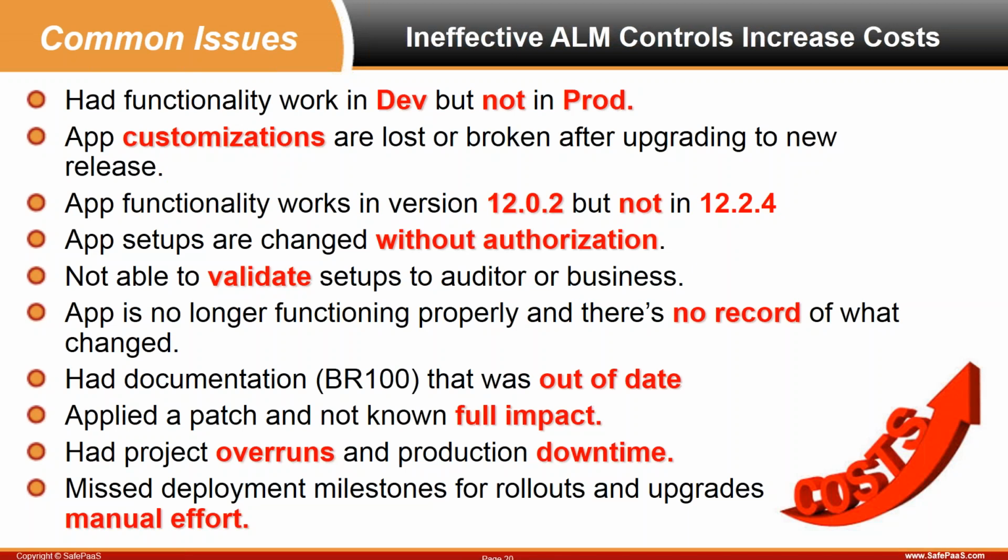What we mean by that is, if you have certain functionality working in dev but not working in prod, there's a good chance, in my experience I would say an 80% chance, that some setup out of hundreds of setups just didn't get documented right in the quote-unquote BR100 document that most of us are accustomed to documenting configurations in. Or somehow when you or your consultants were manually moving that setup, they just missed it, right? And that leads to a lot of wasted time and downtime, honestly, and frustration with the user community. So that's a symptom of a costly ALM control failure.